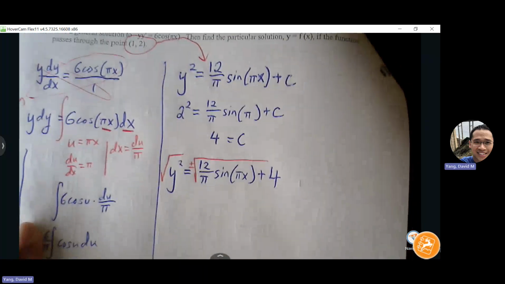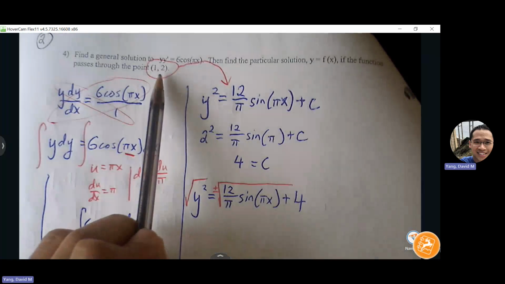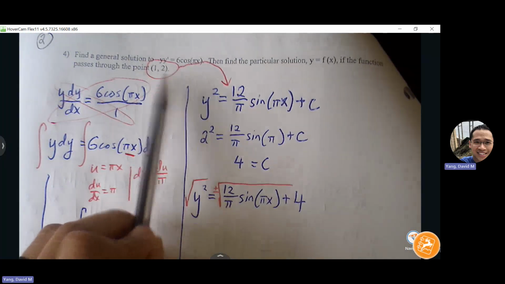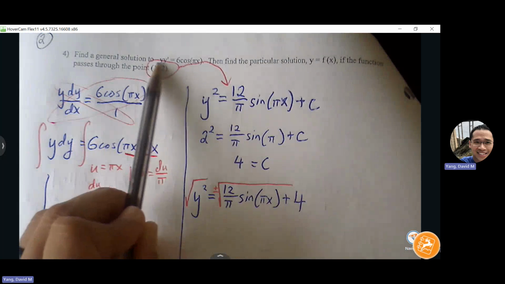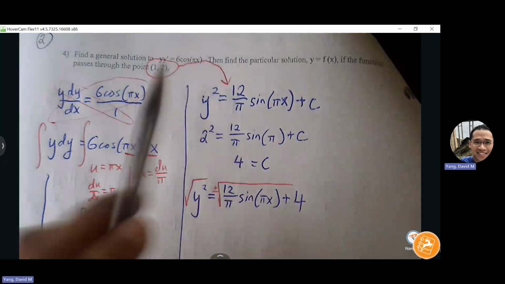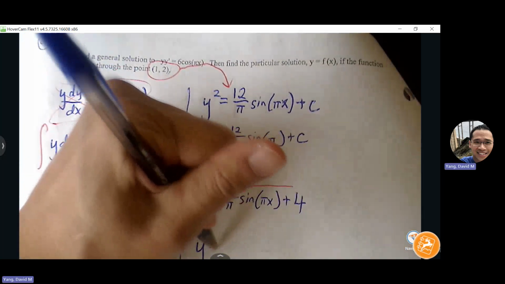Which one am I choosing? The positive or the negative? Positive. Because my ordered pair is (1, 2), right? The only chance I can plug in a 1 and get a 2 in return is if my square root is positive. So if I look at the y value of my ordered pair, that's going to help guide me which one I'm going to choose.